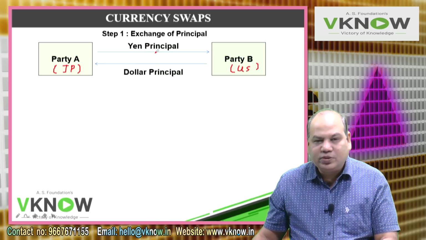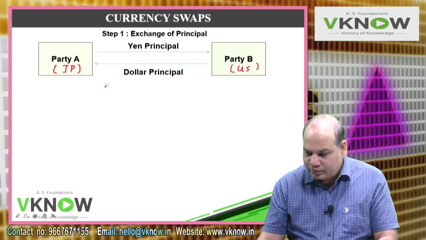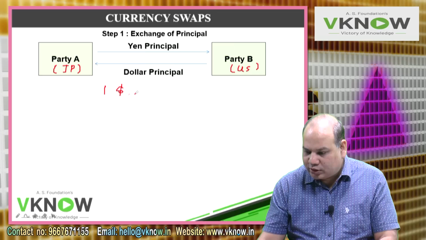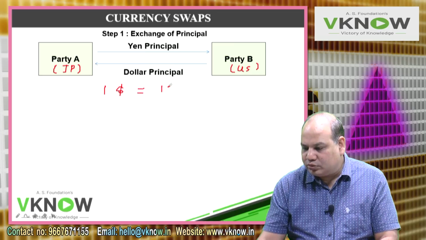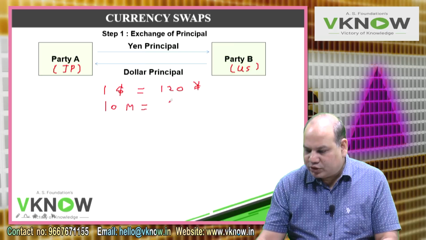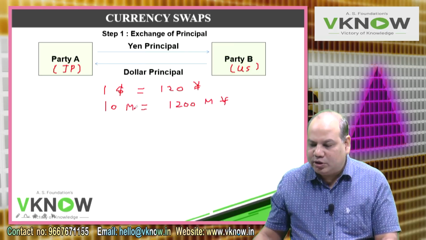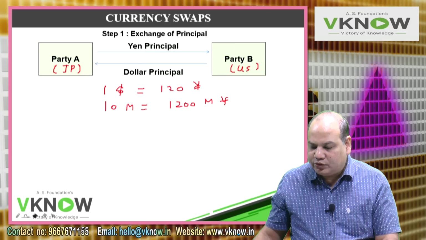The amount of principal will be based on the exchange rate. For example, if the exchange rate is $1 equal to suppose 120 yen, then for exchanging $10 million this other party will pay 1200 million yen. So the exchange of principal amount will be equal based on the exchange rate.